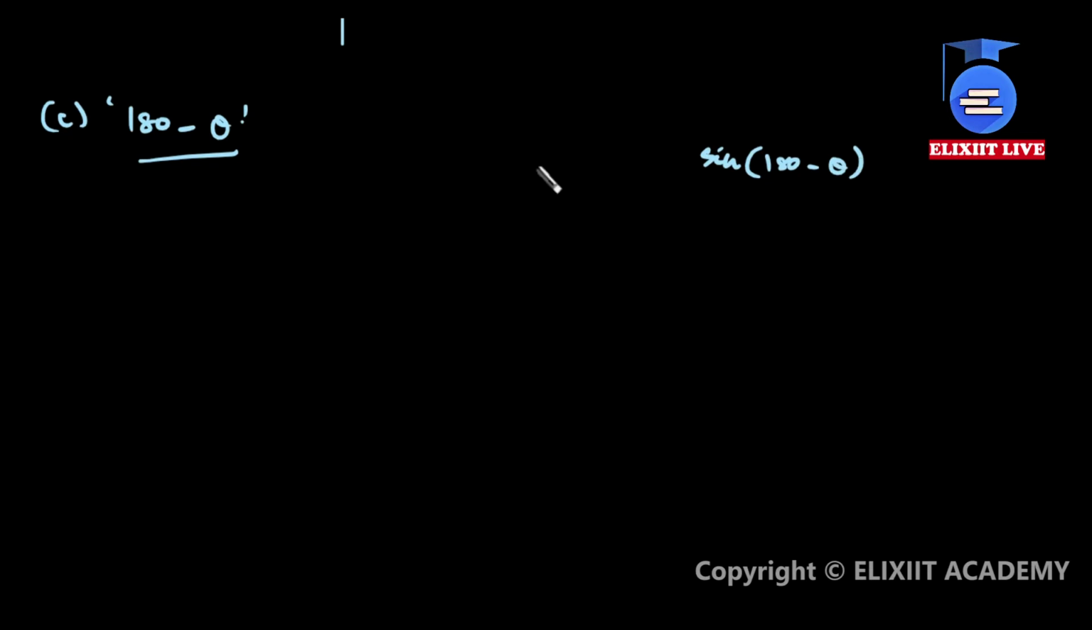Now come down to the reduction formula for 180 minus theta. Reduction formula for 180 minus theta means we need to figure out what is sine 180 minus theta, or sine pi minus theta, and cos 180 minus theta, cos pi minus theta.